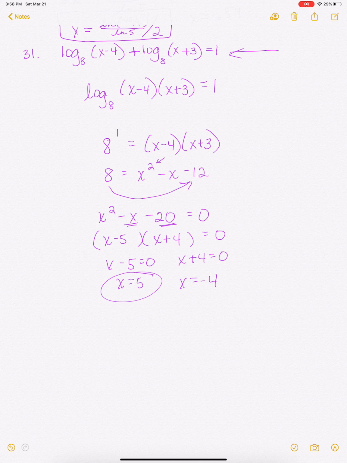When I plug in negative 4, I get negative 4 minus 4, which is a negative number. That does not work because my argument has to be positive.